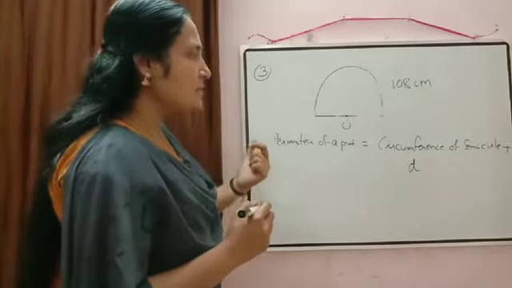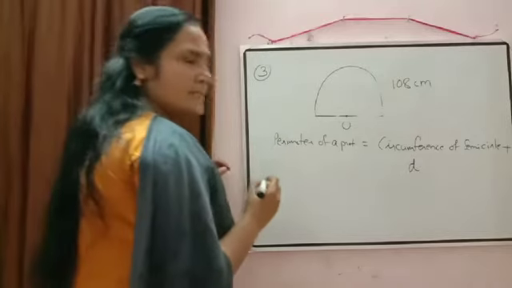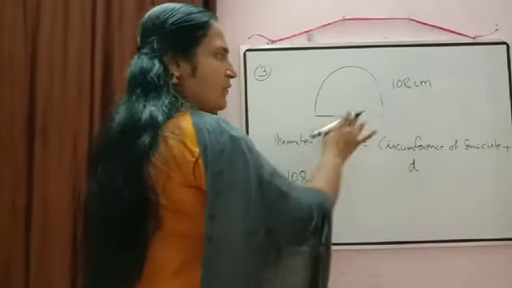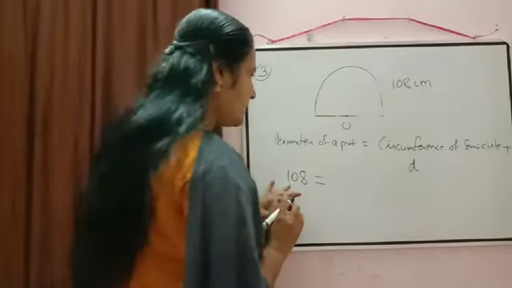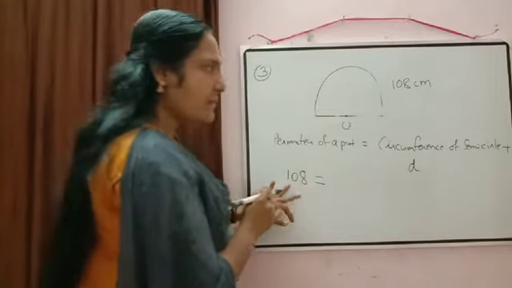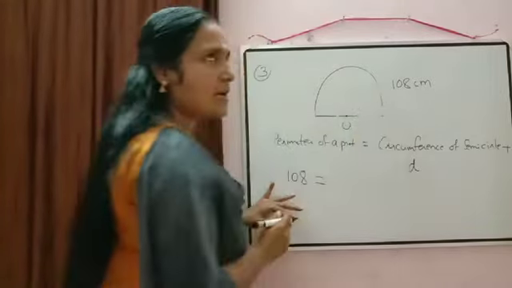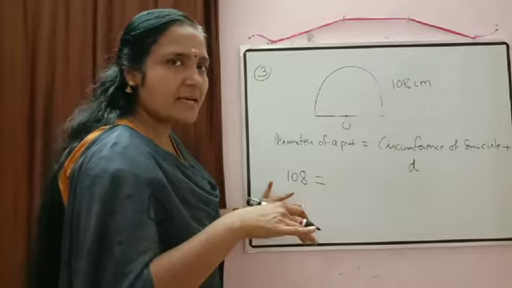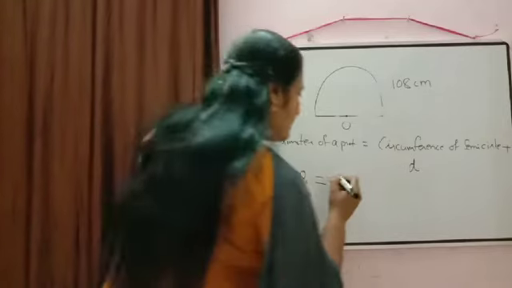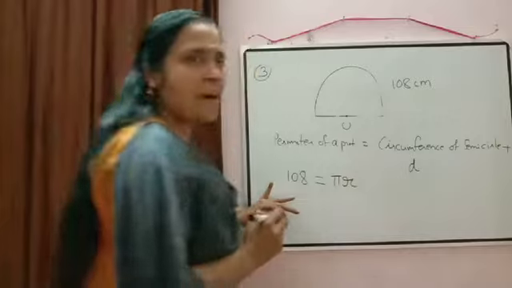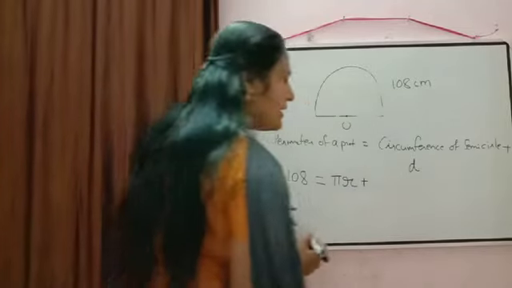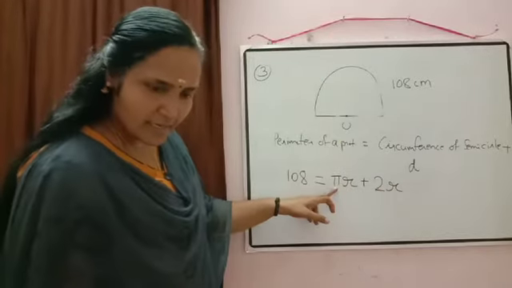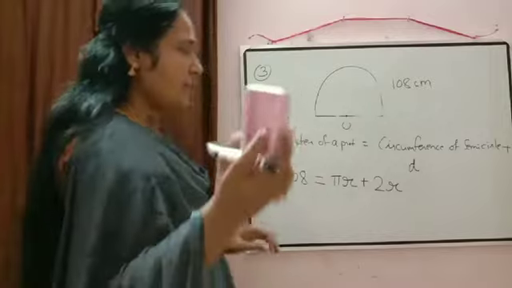Now what is given in the question? The perimeter is given as 108 centimeters. So here we can write 108. We wrote the formula and now we are going to substitute the values. So the perimeter is equal to 108. The circumference of a circle is 2 pi r, so the circumference of a semicircle will be, dividing by 2, pi r plus the diameter. How can we rewrite it? Diameter can be written as 2r, because here we wrote the radius only. That's why here also I converted to radius.